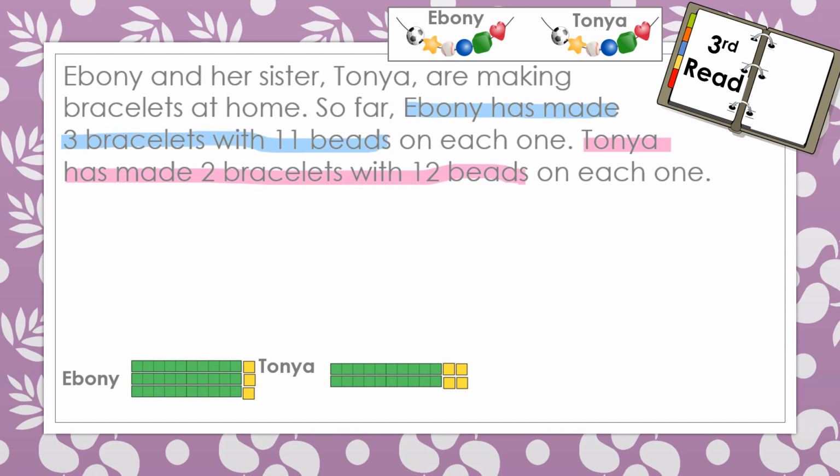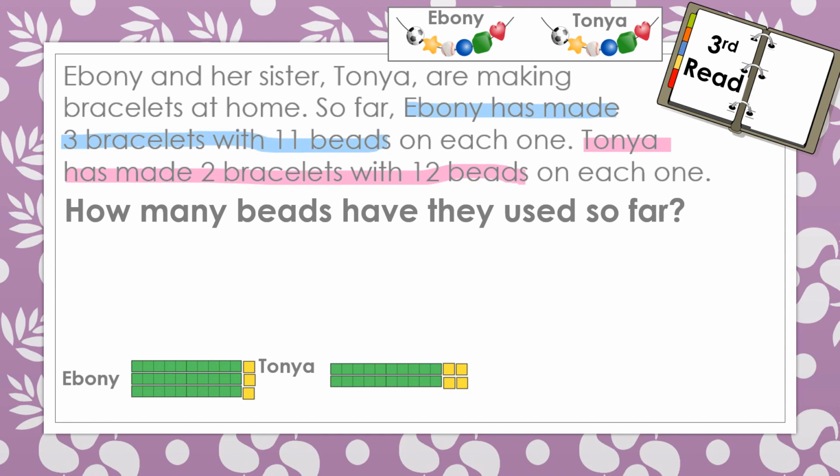Some mathematical questions that we could ask could involve finding out how many bracelets were made. We could also find out who made more bracelets than the other. We could also focus in on the number of beads it took to make the group of bracelets for each sister. This story problem does have a specific mathematical question for us to answer. How many beads have they used so far?